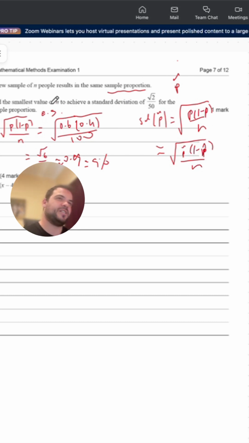So this question that asks us to determine the smallest value of n to achieve a standard deviation of root 2 on 50 is conceptually a little bit wrong, because saying that the sample that you obtain has a sample proportion that is 0.6 doesn't actually allow you to calculate the standard deviation. You don't need the sample proportion to calculate the standard deviation. You need the true proportion, the actual proportion of people in the town. But because the sample proportion, assuming there isn't too much variability in your samples, is likely to be close to the true proportion, p hat is approximately p.